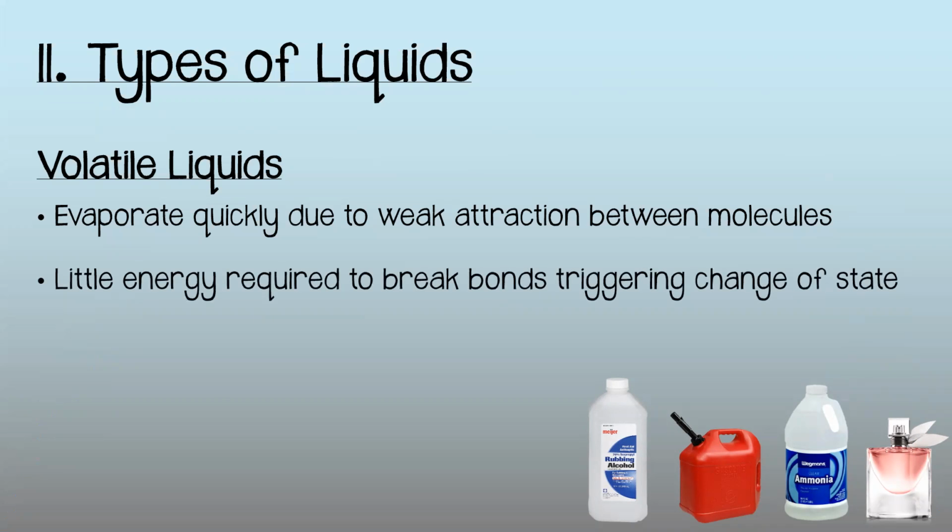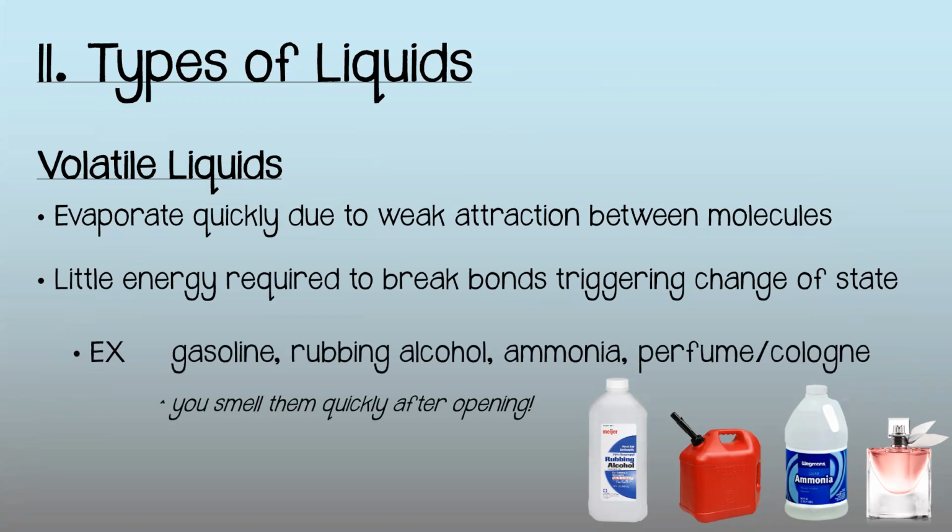Little energy is required to break these bonds, so just general room temperature heat can trigger the change of state from liquid to gas. As I said, most of these have a smell that you can quickly smell after opening them, because they start to evaporate and turn to a gas, and that is how you smell it. So anything like rubbing alcohol, gasoline, ammonia, perfumes, things like that are considered volatile liquids. They easily evaporate, need little energy to break the bonds, and have low attraction between molecules.